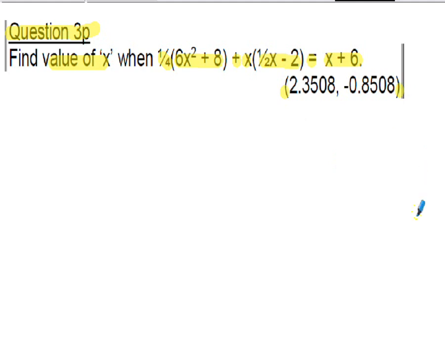The answers again are given in the bracket here. If you want to have an attempt at expanding the brackets, collecting the like terms together, and rearranging the equation to get the ax squared plus bx plus c term equal to 0, please feel free to stop the presentation now, but the full worked solution is shown on the following slides.